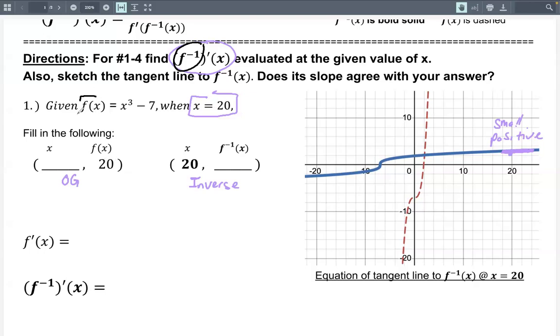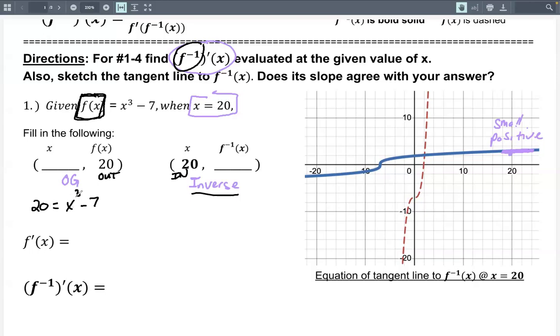So we can literally set f of x, the output, equal to 20. So 20 equals x cubed minus 7. And again, the reason we can do this is because if we know we're plugging 20 into the inverse function, we have to get that out. So whatever goes into the inverse has to come out on the original. So since we're plugging 20 into the inverse, it comes out of the original. So for the original f of x, we set the output equal to 20.